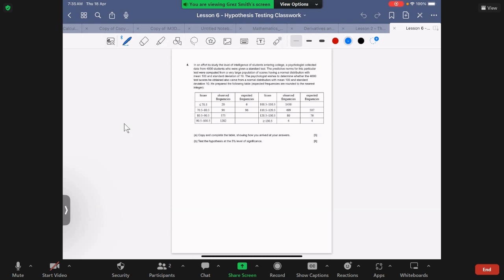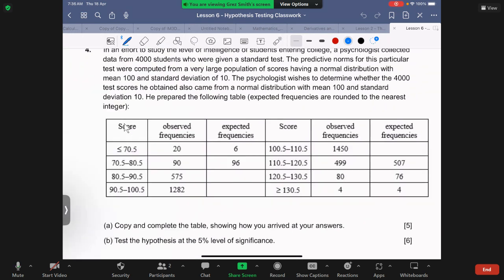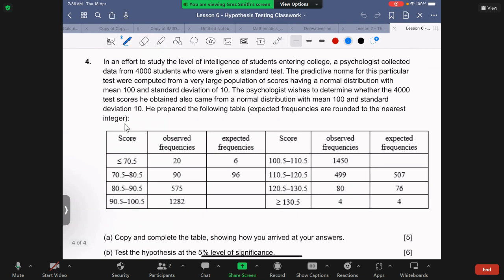Okay, so this question is causing quite a few problems. I'm going to go through it a little bit here for you now. First off, we're given that we've got 4,000 students and their tests should be normally distributed with a mean of 100 and a standard deviation of 10. This is the normal distribution for an IQ test.